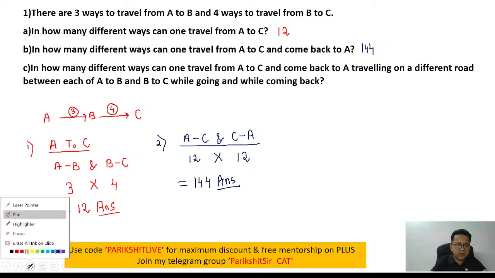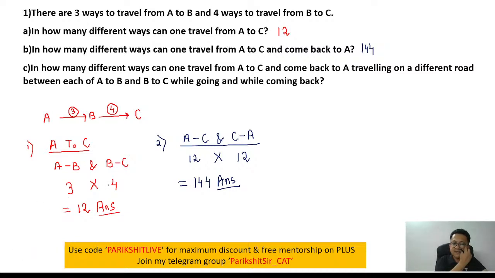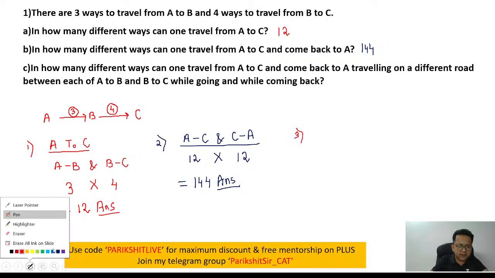Third question. In how many different ways can one travel from A to C and come back to A, traveling on a different road between each of A to B and B to C while going and coming back? Okay. Number third. Let's draw the diagram again.